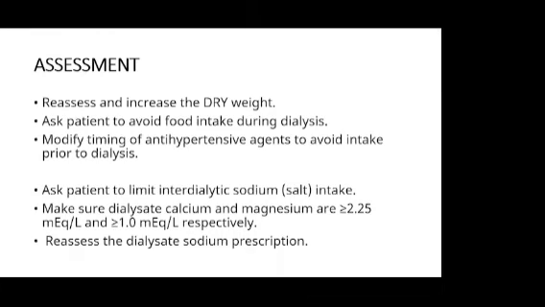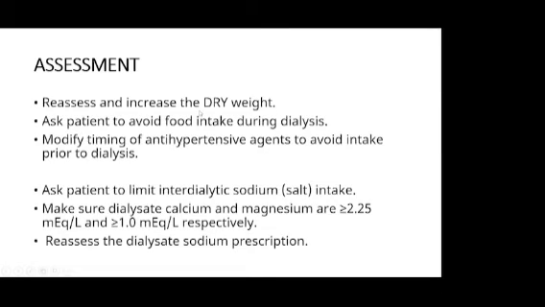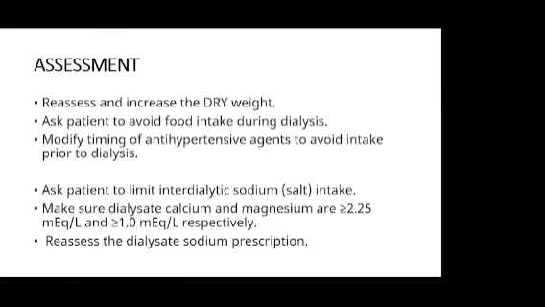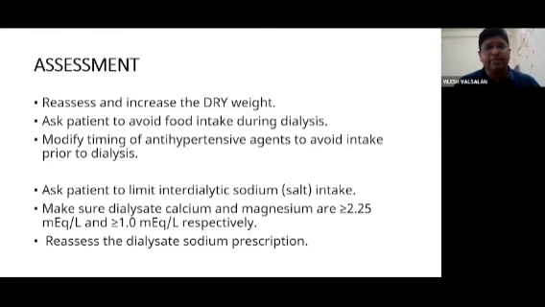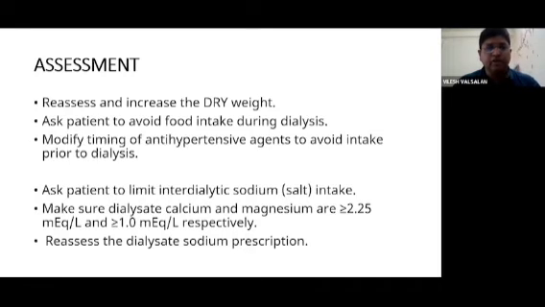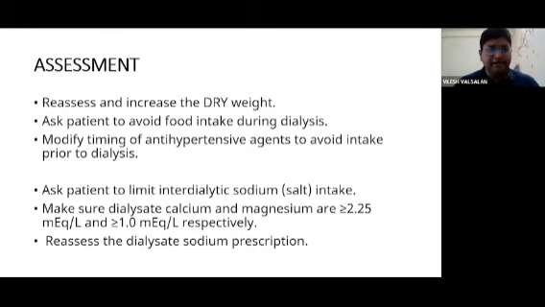But we continued to dialyze the patient at dry weight 63, repeatedly going into hypotension. In such cases, we need to increase the dry weight and try to settle the hypotension and make the patient better. You have to ask the patient to avoid taking food during dialysis. You need to modify the timing of anti-hypertensive medications. You have to tell the patient that he should not take the blood pressure medication before coming to the unit. And also during the dialysis session, some people unknowingly take some medications.